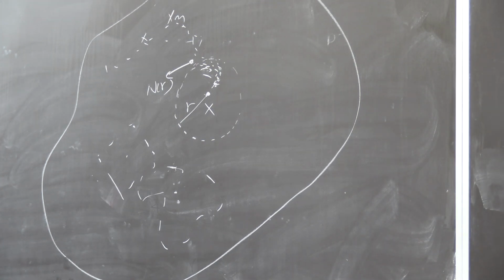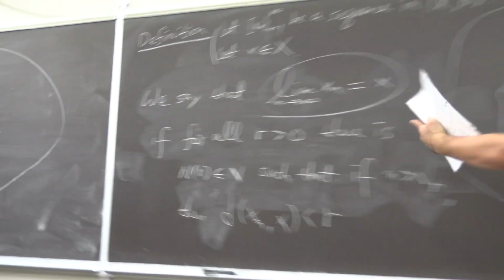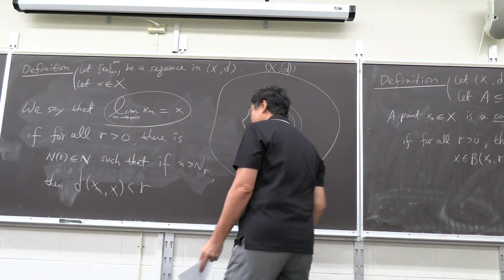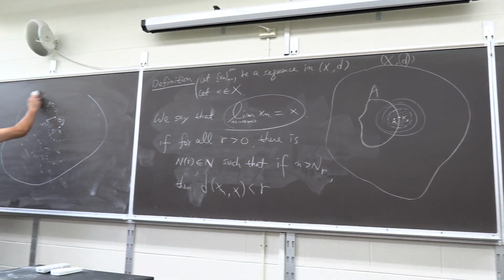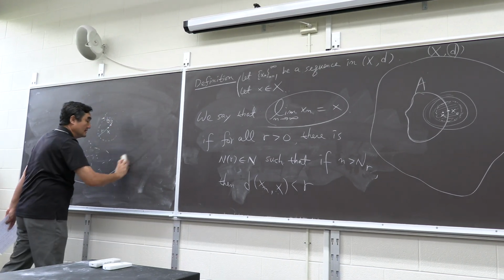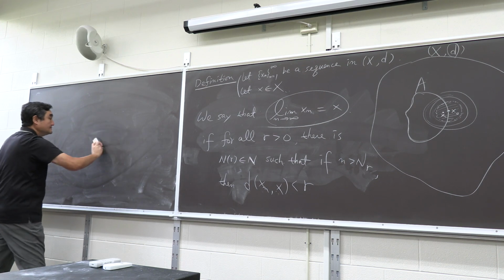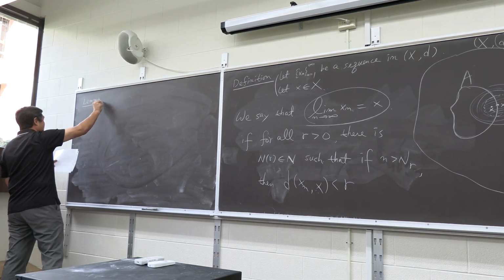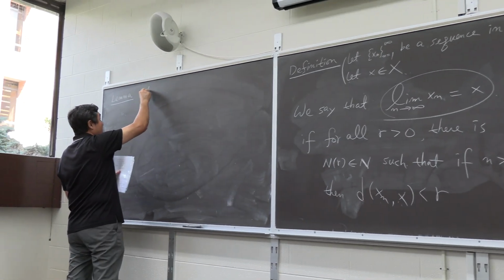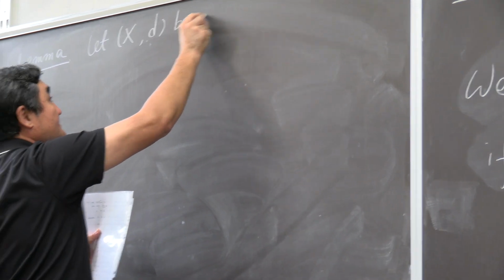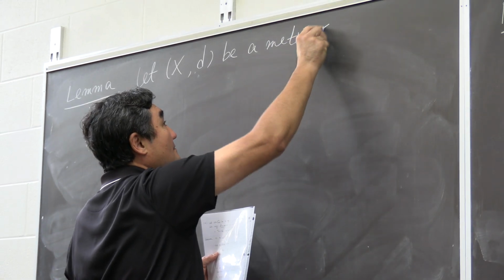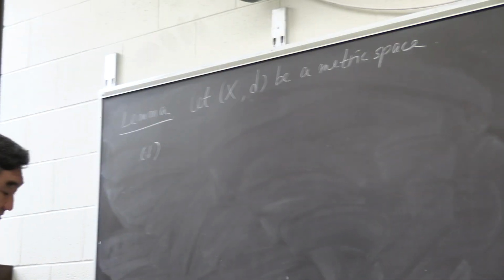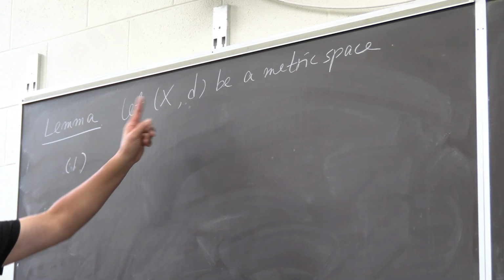Then, what is the good relation between those two definitions, the contact point and the convergence of a sequence in the metric space? That's what we want to study in the next step. That's a lemma. Again, we have a metric space X with its metric D. Then the first lemma is about the relation between the convergence on the metric space and the convergence on the real number line.